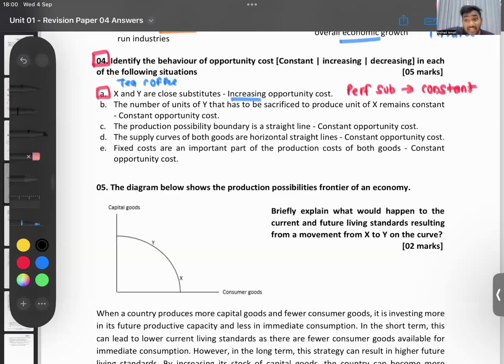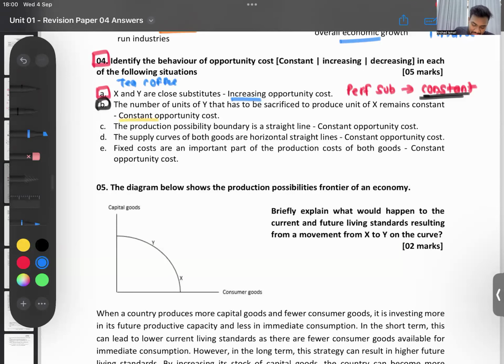If they are perfect substitutes, for example, some Vatavalla tea and some Lipton tea, if they are perfect substitutes, then you can say constant opportunity cost, because the production process is the same. Just because they are close substitutes, you can't say constant. So it has to be increasing. Then part B, the number of units of good Y that has to be sacrificed to produce a unit of good X remains constant. That's the definition of constant opportunity cost.